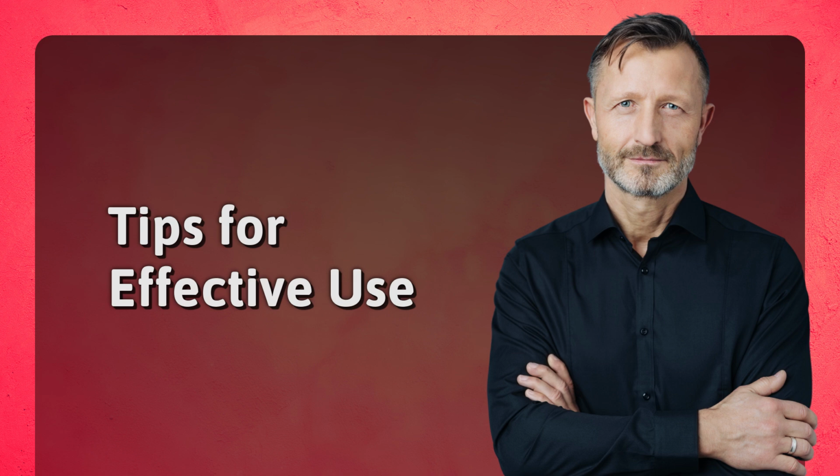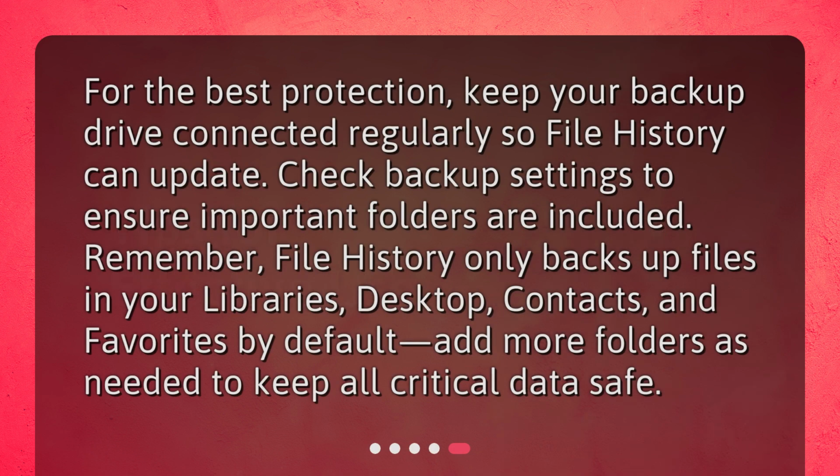Tips for effective use. For the best protection, keep your backup drive connected regularly so File History can update. Check backup settings to ensure important folders are included. Remember, File History only backs up files in your libraries, desktop, contacts, and favorites by default. Add more folders as needed to keep all critical data safe.